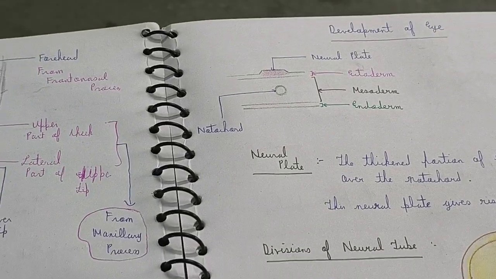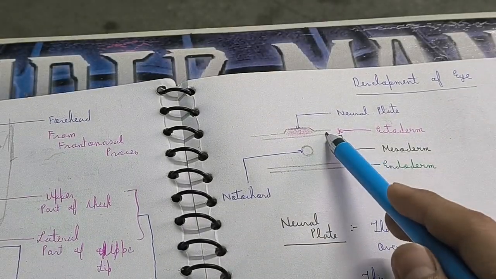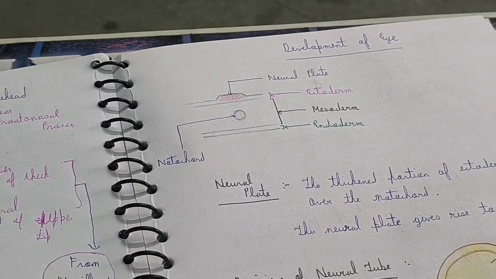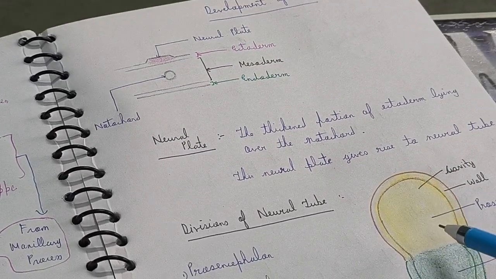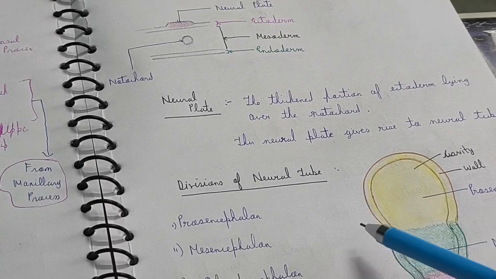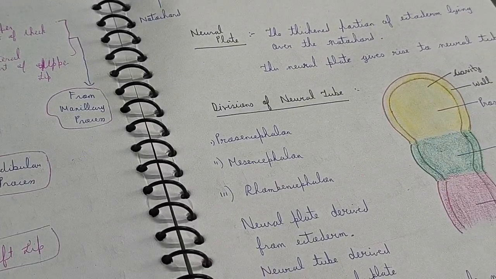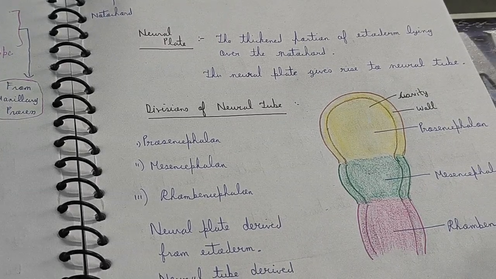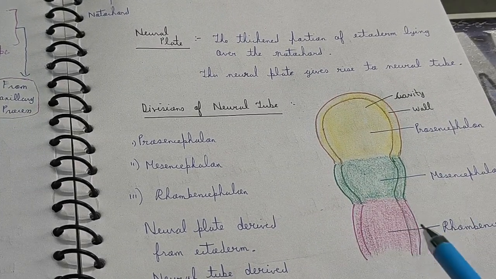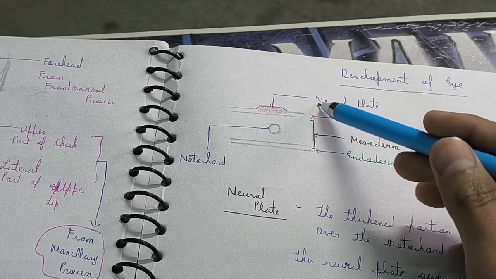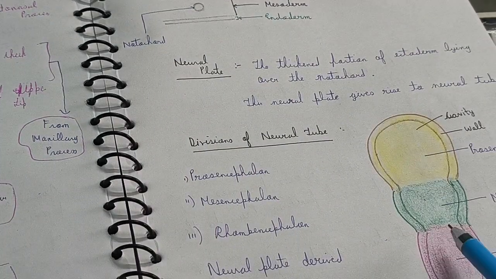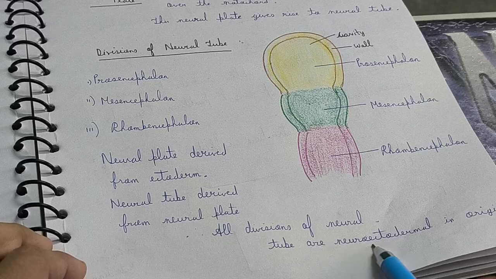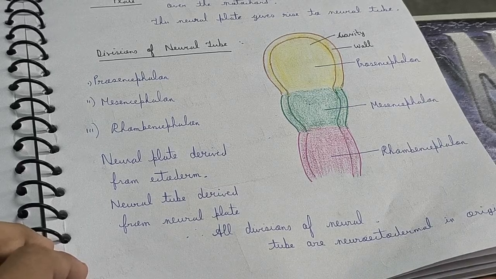Now, this neural plate is derived from ectoderm, and this neural tube is derived from the neural plate. Therefore, this prosencephalon, mesencephalon, rhombencephalon are derived from ectoderm as well as from the neural tube. So all the divisions of the neural tube are neuroectodermal in origin.